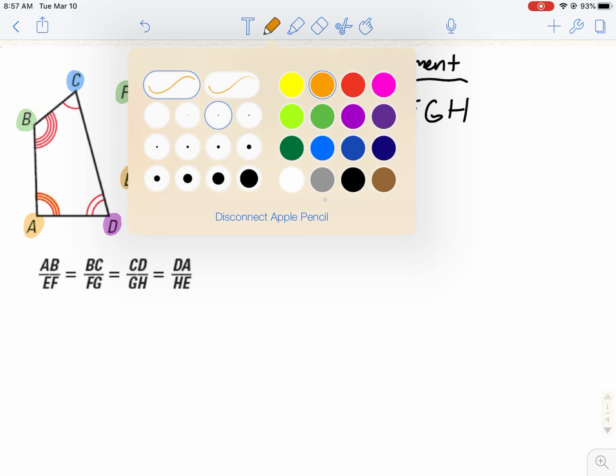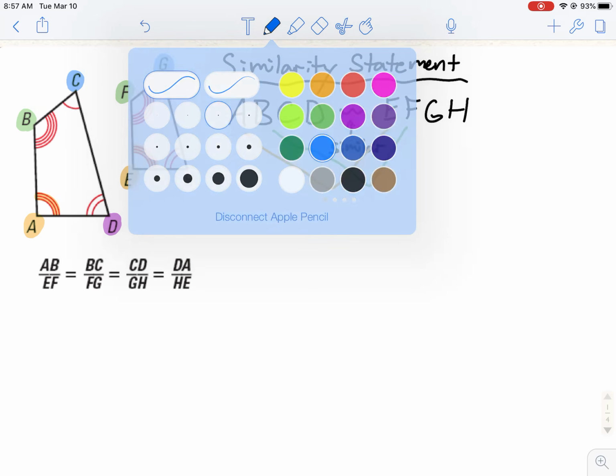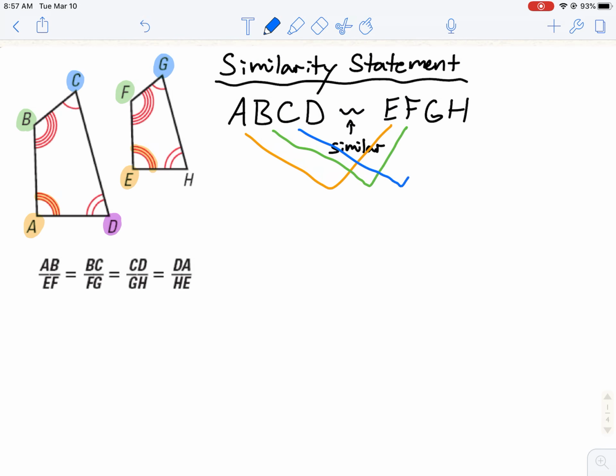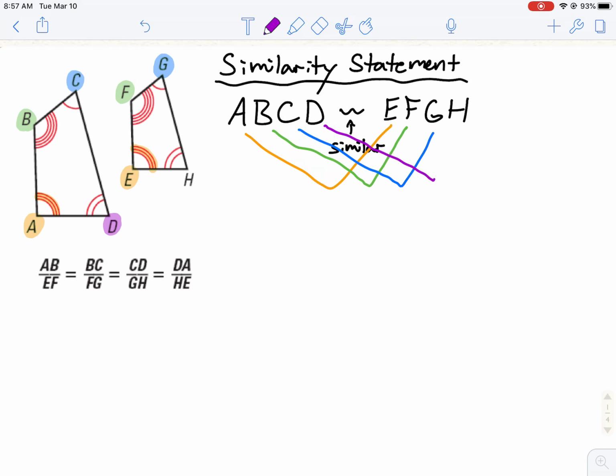Now, I can go through and match up all of the angles that I have. So A to E, and then I have B to F, and then I have C to G, and then finally I'd have D to H. These are the corresponding angles.